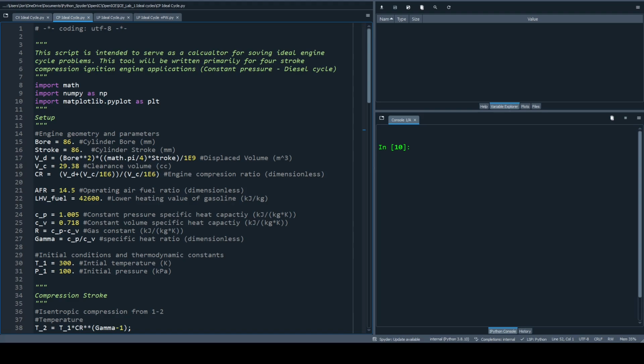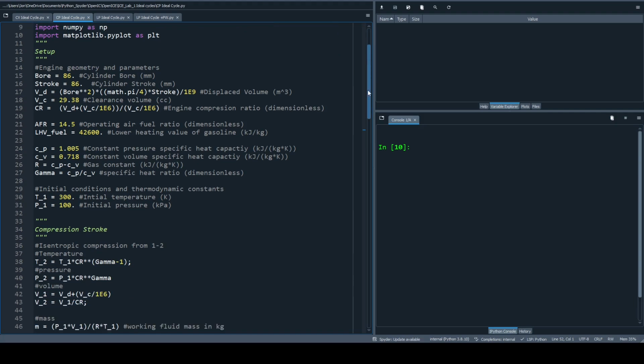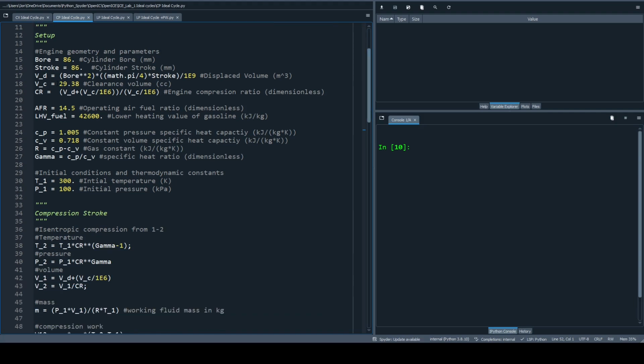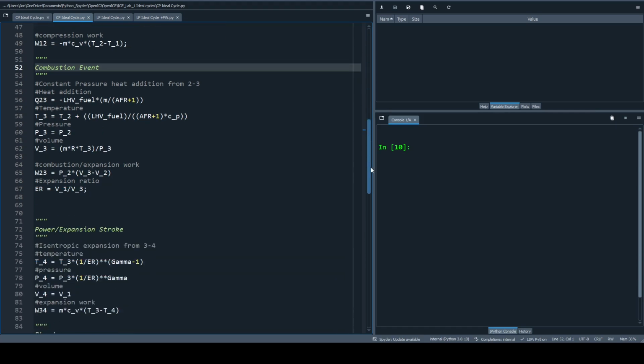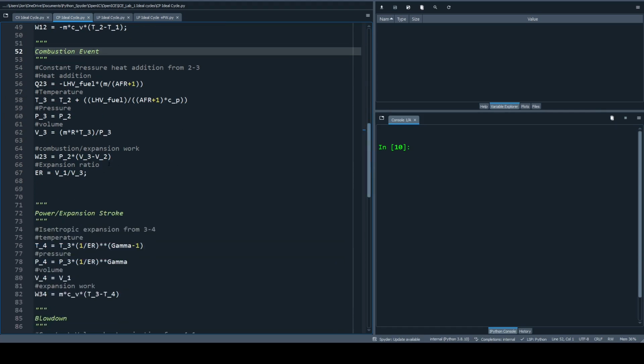Alright guys, we're back in Python. Just going to take a quick look at the diesel cycle, the constant pressure cycle. This is going to be very similar to the constant volume cycle, just with a few tweaks. We have upped our compression ratio by reducing our clearance volume. We've changed our fuel parameters, and that's about it for here. Compression stroke is going to remain completely the same. Combustion event is going to change. This is the main part of the constant pressure cycle.